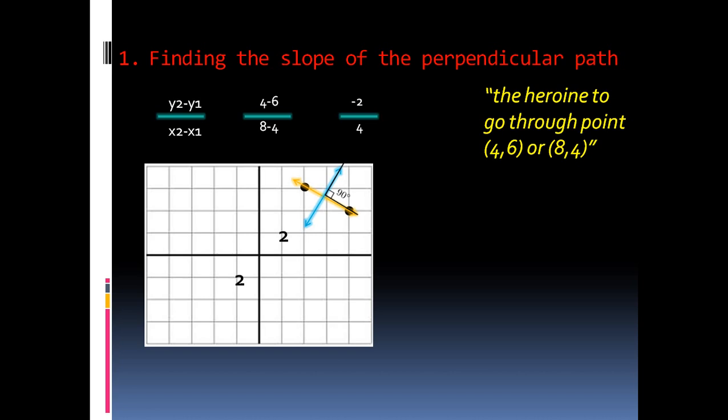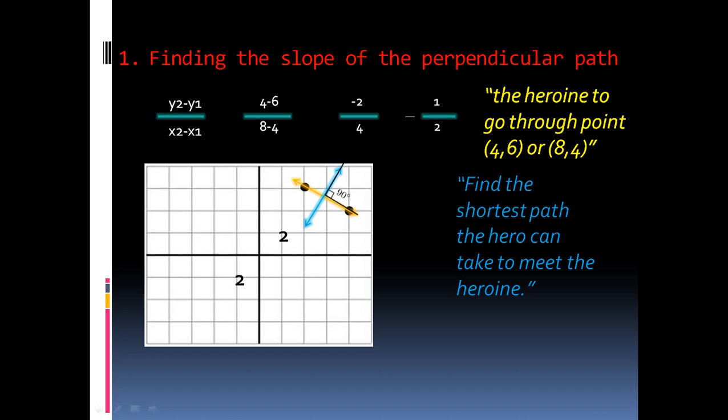Are we done? No. We first need to simplify it a little bit more by dividing both numbers by 2, as they can be divided by 2, and we get -1 over 2, which is in other words a half.